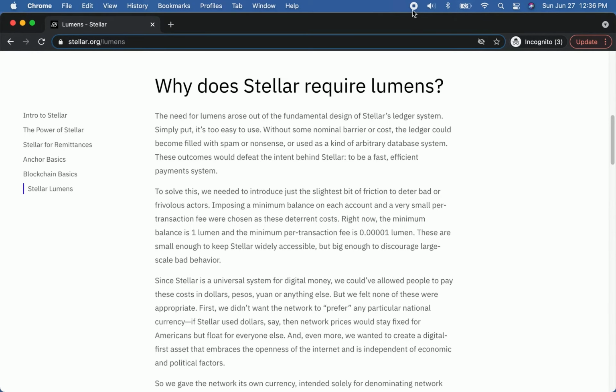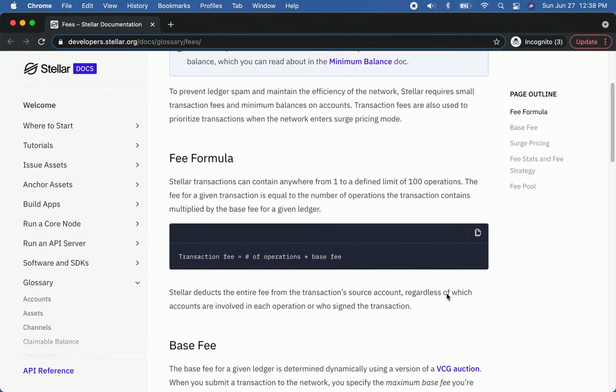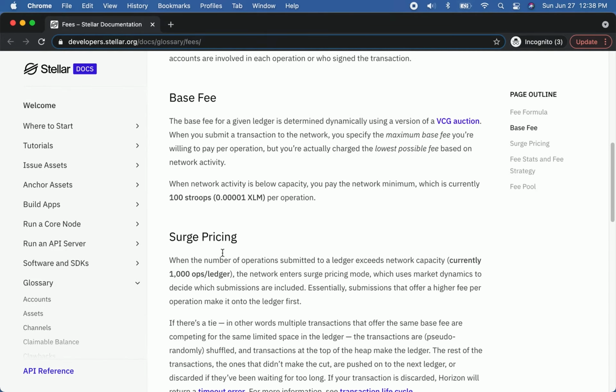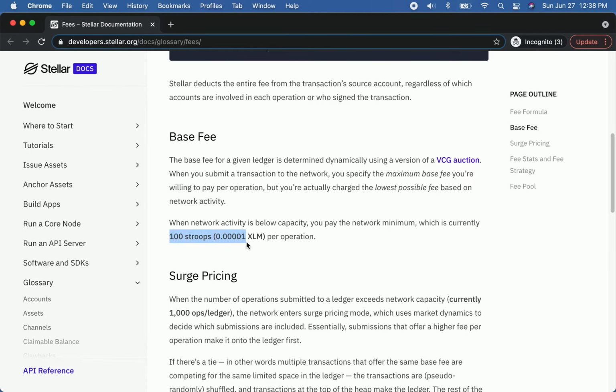So earlier we talked about how Stellar has very little transaction fees on its network. They're very small fees, and we're going to spend just a couple of seconds talking about how these fees are computed. So every transaction has a certain number of operations in it, usually 1 to 100, and then that number of operations multiplied by the base fee is how your transaction fee is computed. If you're wondering what the base fee is, it's 100 stroops, or 0.00001 Stellar Lumens per operation.